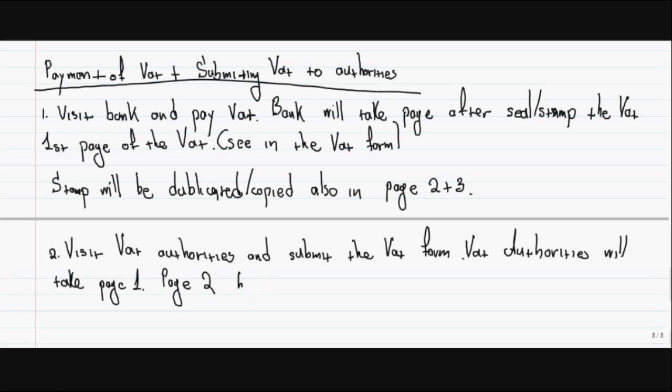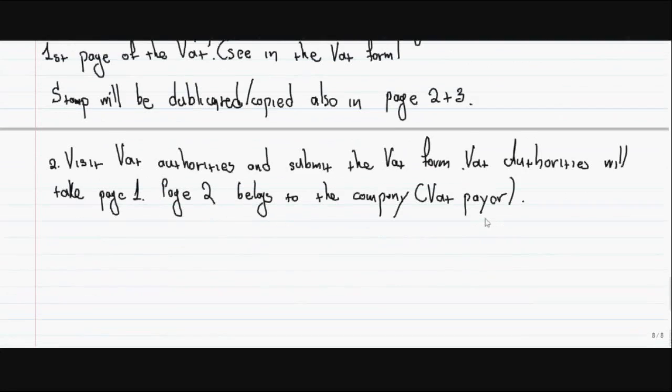Page 2 is the remaining page. Page 3 goes to the bank. Page 1 goes to the VAT authorities. Page 2 belongs to you, to the company, for your records. With page 2, you know that you paid your obligations, and you know that you submitted your VAT to the authorities.